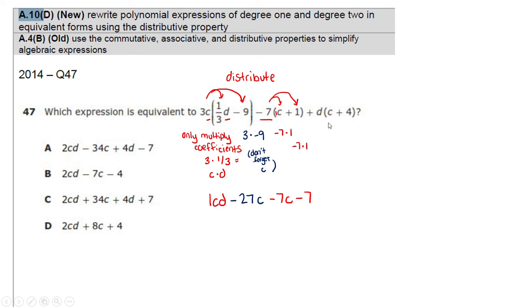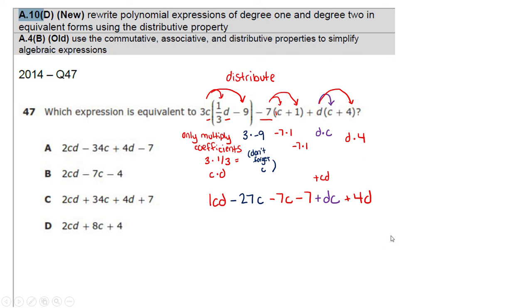So off to our third set of parentheses. We're doing d times c. D times c comes out to be dc. Or if you notice we have cd already in the problem, it's totally fine to write this as cd to begin with. Alright, and then we're going to multiply d times 4. D times 4 is 4d.